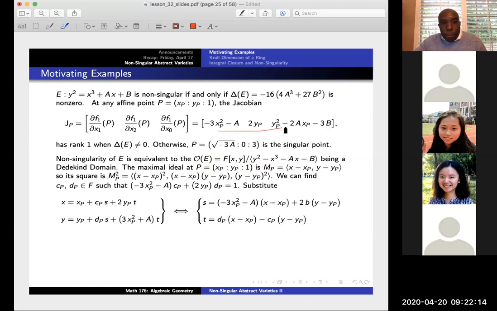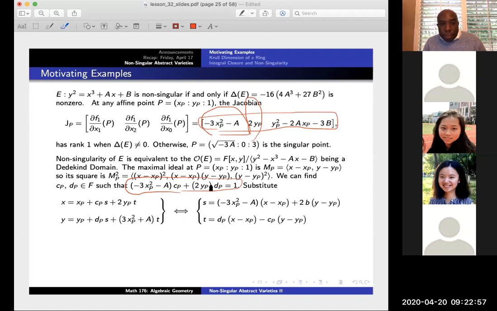Because the Jacobian back up here has rank 1, I can find 2 numbers, CP and DP, where the sum here is equal to 1. Notice that -3x squared minus a corresponds to the first column here, and then this 2yp corresponds to the second column here. Even if 2yp is equal to 0, then of course the first one is not equal to 0, and if the first one is equal to 0, then 2yp is not equal to 0. So I can always find CP and DP to make this equal to 1.